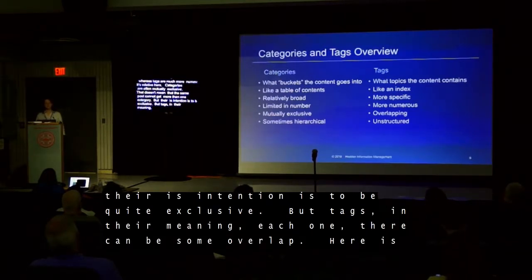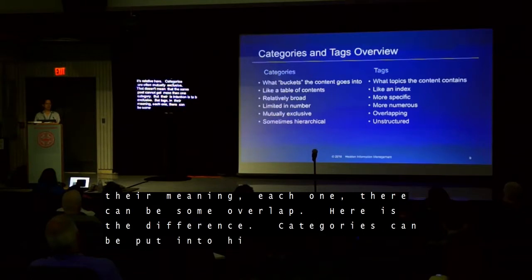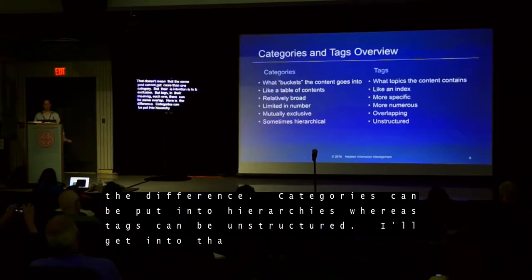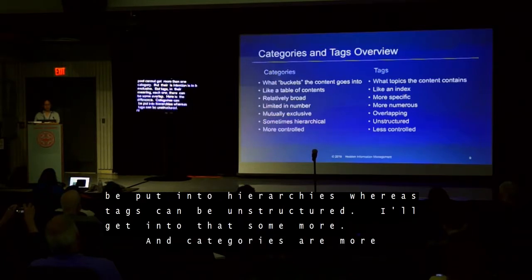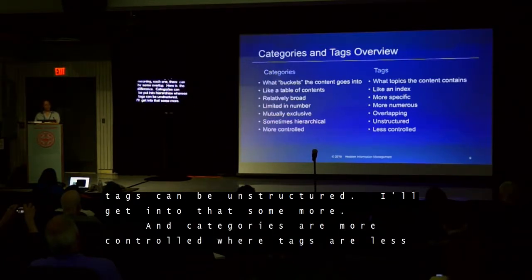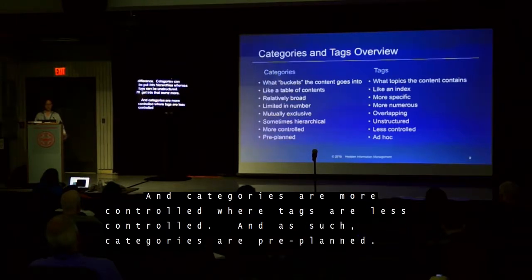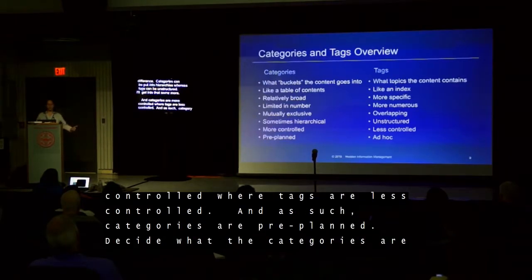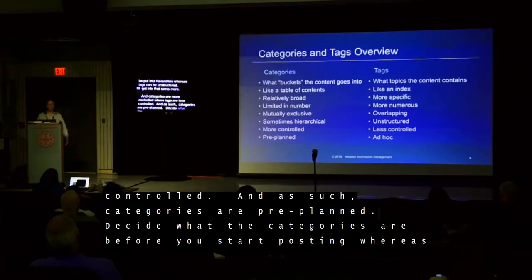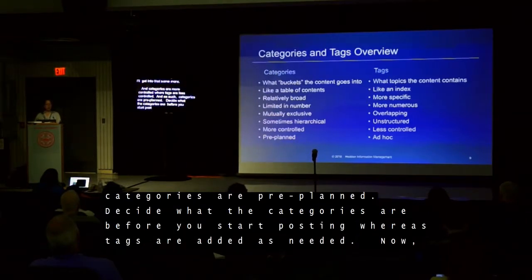Now here's a difference: categories can be put into hierarchies, where tags tend to be unstructured. I'll get into that some more. And categories are more controlled, where tags are less controlled. And as such, categories are pre-planned. You decide what the categories are before you start posting, whereas tags are added as needed.